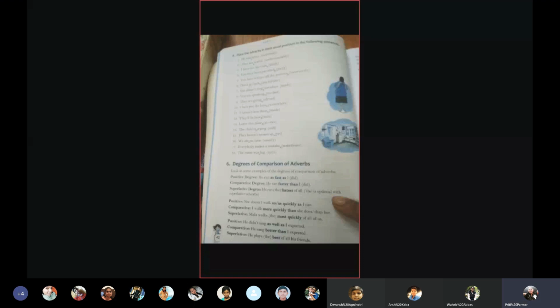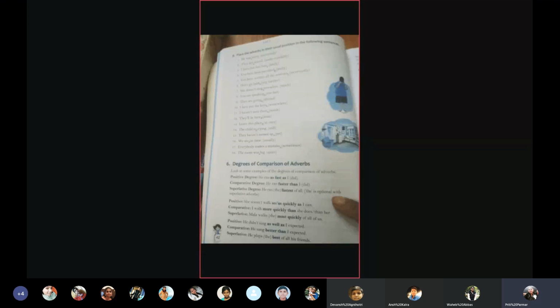Now, if you notice in the comparative degree, he ran faster than I. Here, faster than. The word than symbolizes the comparison. In the superlative degree, the word the symbolizes the superlative degree. And in this sentence, he ran the fastest of all. The is optional with superlative adverbs. In superlative adverbs, you can or you cannot, you need not write the. But in adjectives, you most of the time write the to show the superlative degree.